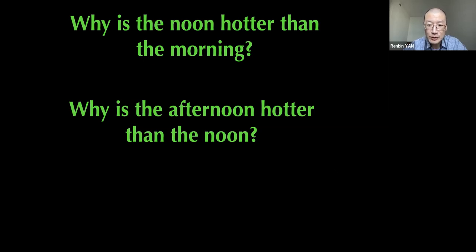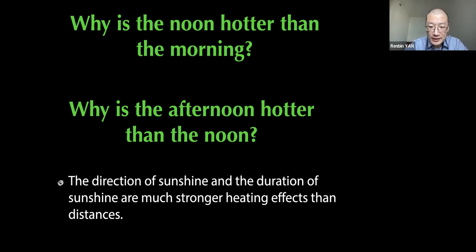That's exactly right. What is happening is because of not only the ground but also the atmosphere, the air can keep that heat around. If the air has already been heated, we can feel that heat for a long time after the sunshine goes away. And so both the direction of sunshine and the duration of sunshine are much stronger heating effects than distance.